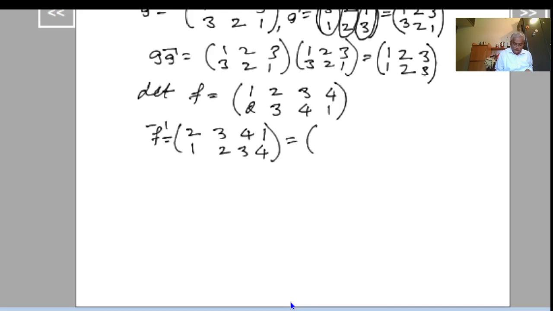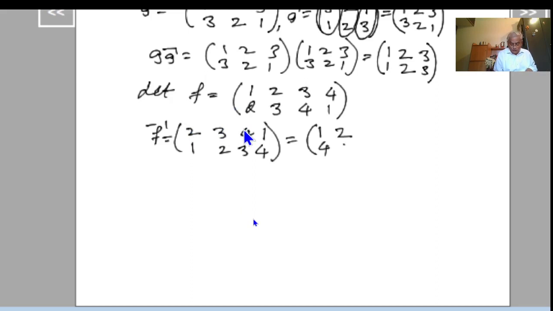Now we write the first row elements in ascending order. First I will write this column, next this column, then this column, then this column. That is 1, 4, 2, 1, 3, 2, and finally 4, 3. So this is the inverse of F. Like this we can find the inverses.